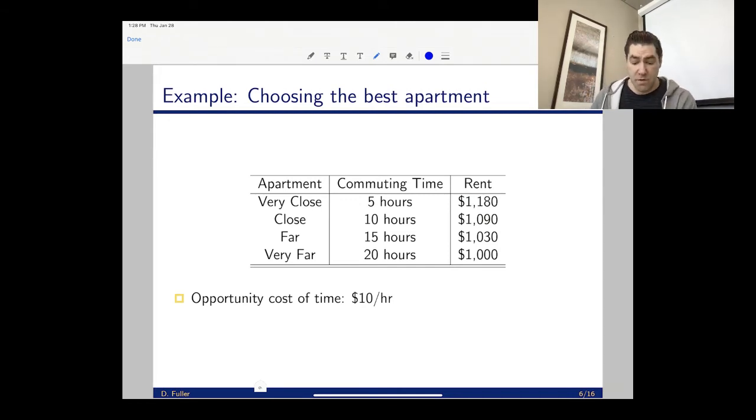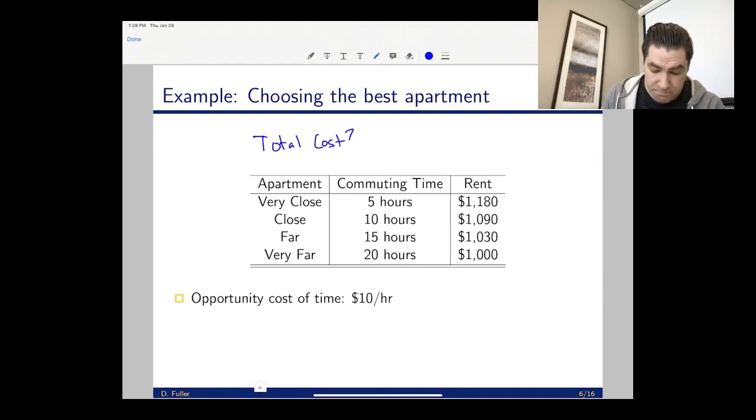So the very first business is to figure out the total cost of each of my alternatives, and then we'll compare the total cost to the total benefit. Our objective here is to find the total cost of renting each apartment. What we learned from our initial exploration in economics is that the total cost includes the direct cost, which in this case is rent.